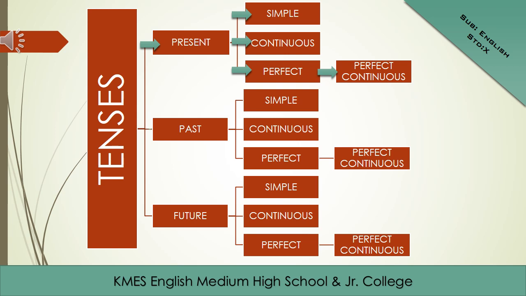Likewise we have for past tense, simple past tense, past continuous tense, past perfect tense and past perfect continuous tense. For future we have simple future tense, future continuous tense, future perfect tense and future perfect continuous tense.